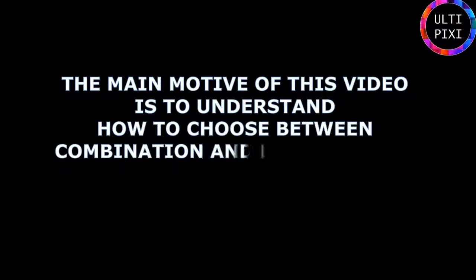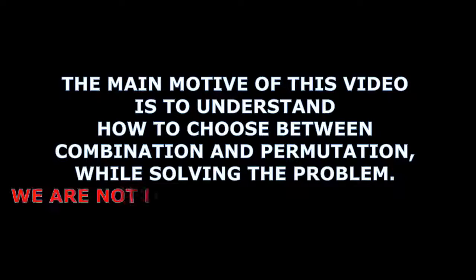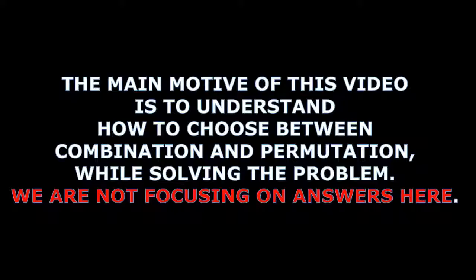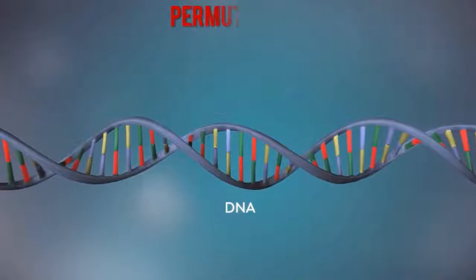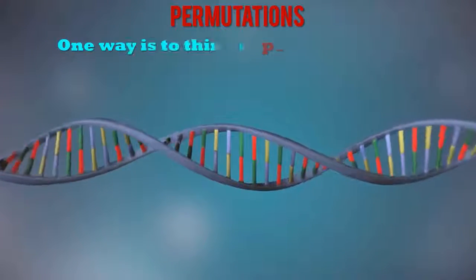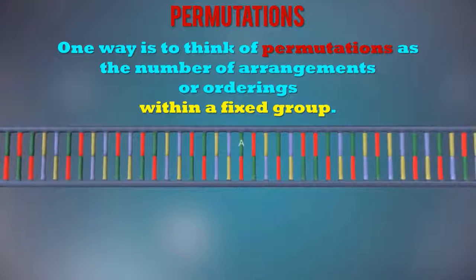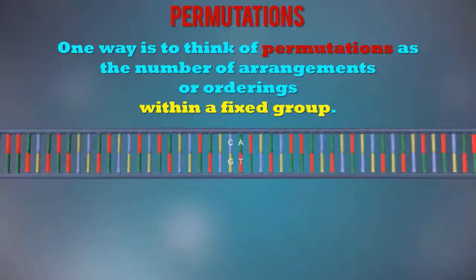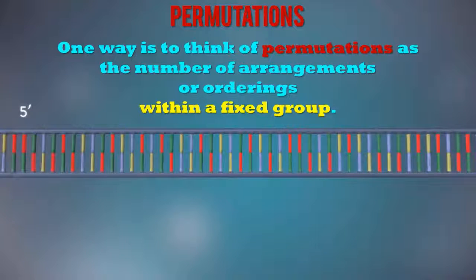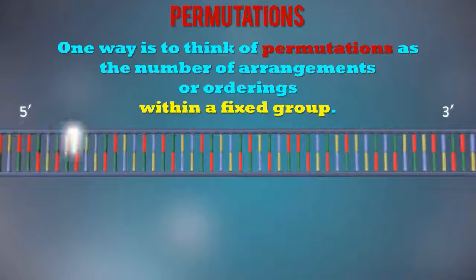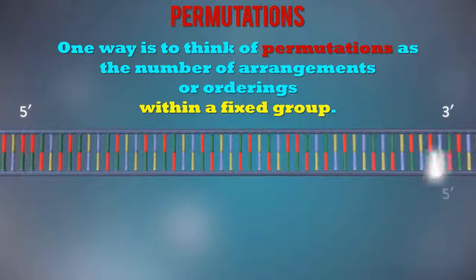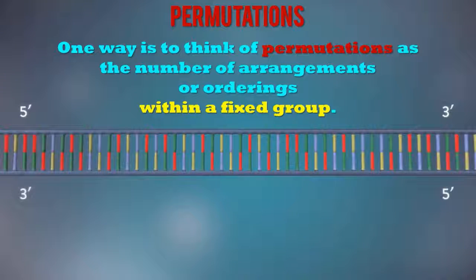Hello again. The main motive of this video is to understand how to choose between combination and permutation while solving the problems. We are not focusing on answers here. Permutation. One way is to think of permutations as the number of arrangements, or orderings within a fixed group. As in mutation, change only occurs, or we make it occur, in a specified fixed portion only. All sorts of changes or mutations occur at that portion only.